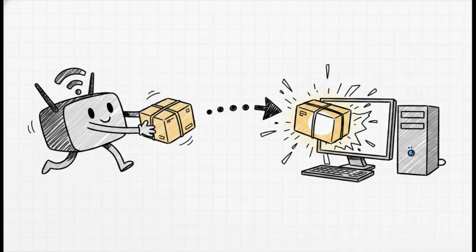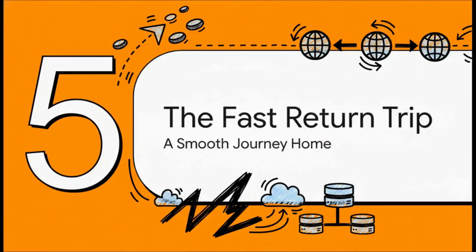Once it arrives, host D strips off both the layer 2 and layer 3 headers and finally gets to process the actual data. The baton has been passed and the initial delivery is a total success. Finally, Section 5, the fast return trip, a smooth journey home.